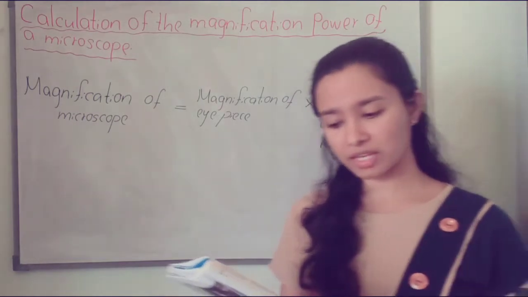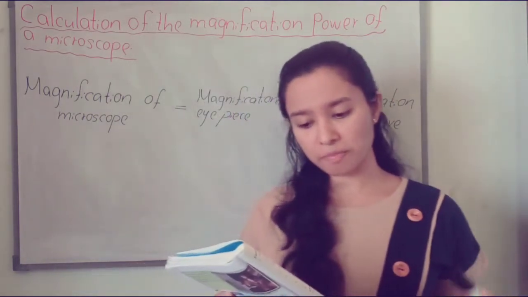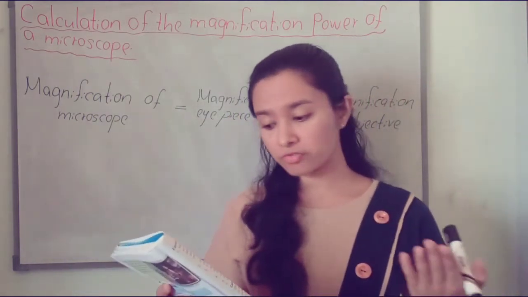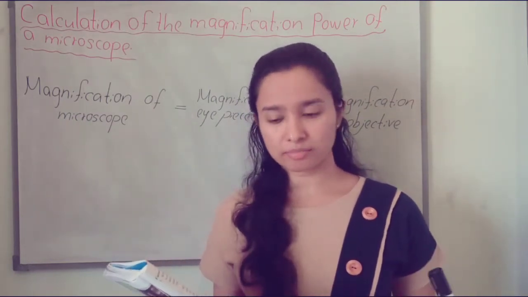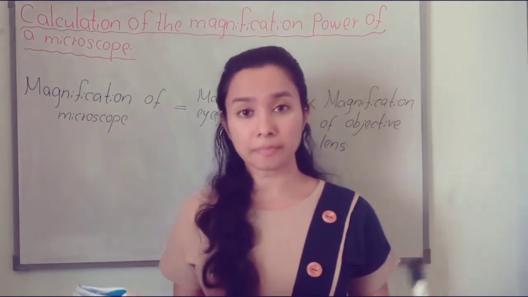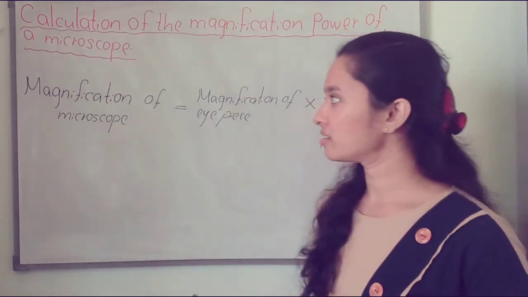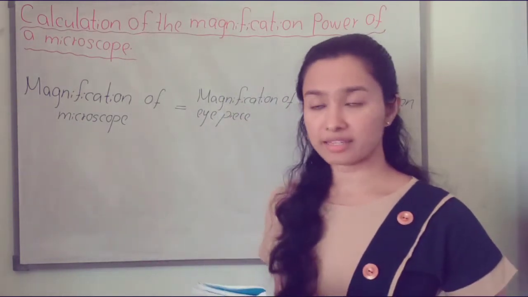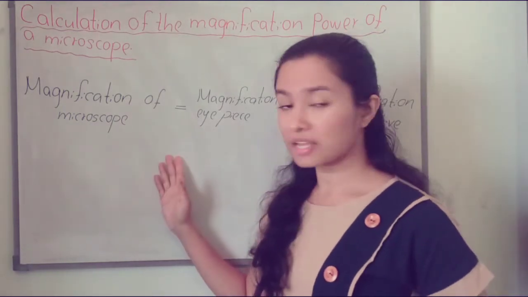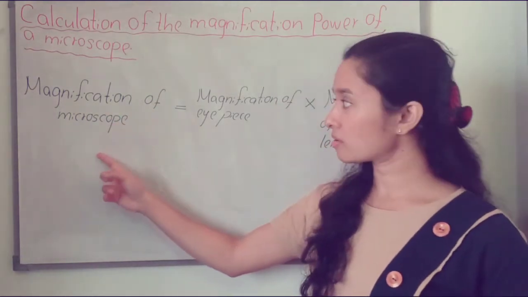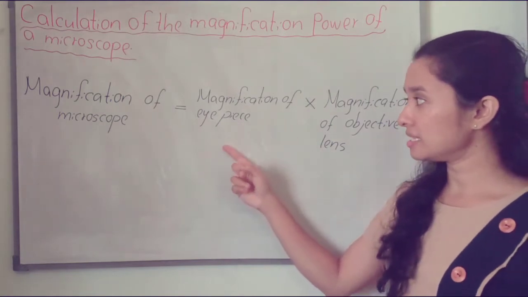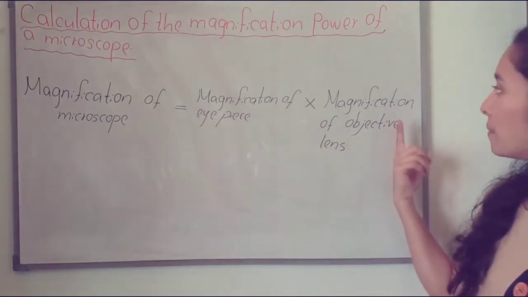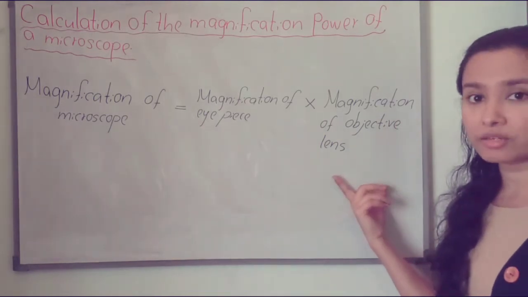What is the meaning of magnification? Magnification power means the number of times that the specimen is magnified. So how can we find this? We can find the magnification of a microscope by multiplying the magnification of the eyepiece by the magnification of the objective lens.